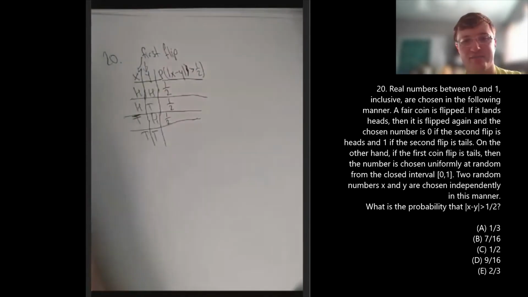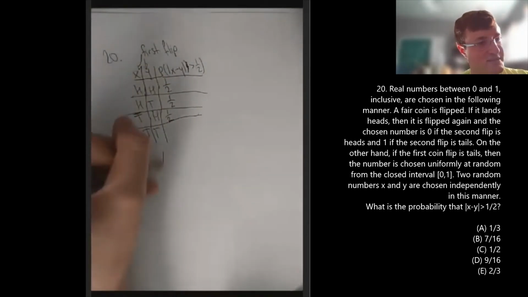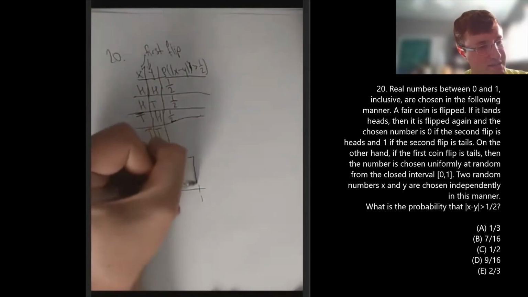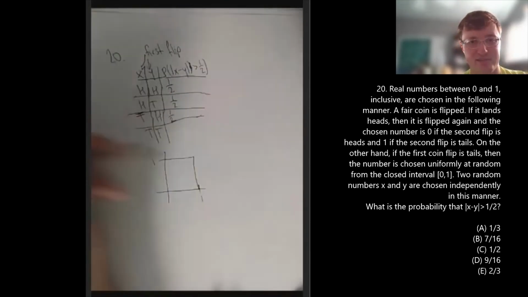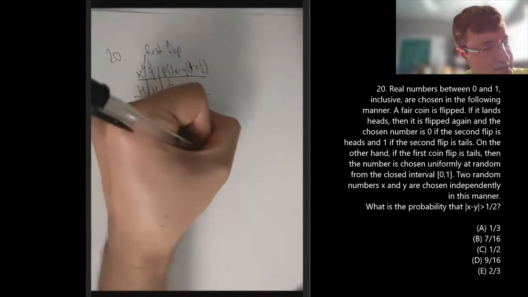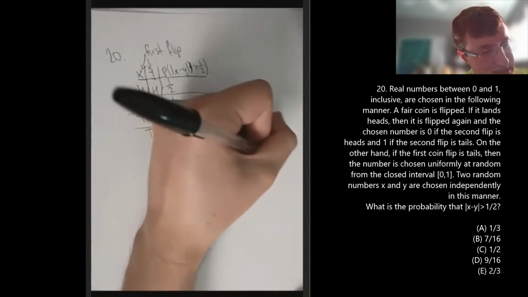So that's saying that x and y are selected randomly from the interval. So for that, we need some geometric probability. So x and y are between 0 and 1. So the total set of possibilities is the unit square. And then I want to know when the difference between x and y is bigger than a half. So I graph y minus x equals a half, and y minus x equals minus a half.